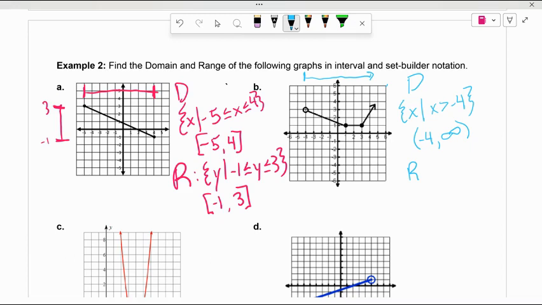Range, same idea, but now we're talking about y's. So set builder notation, we got y such that our lowest y value is 1, and it goes all the way up for forever because, again, on the right side, this arrow is going up, and it's not going to stop. So that just means that y is greater than or equal to 1 because that 1, this point, is shaded in. And then in interval notation, it starts at 1, including 1, and it goes up for forever. Again, forever is infinity.